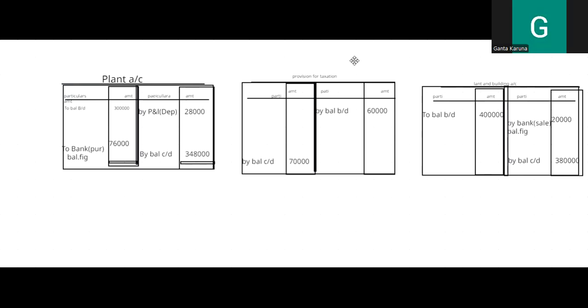Okay, so we got this one as one value, and we got another one as one more value. One is purchases, the other one is sales. Now we will get into the provision for taxation, which is the last adjustment for us. What he has mentioned is that the income tax provision made during the year was 50,000. Made means it is a due amount. We didn't pay it.